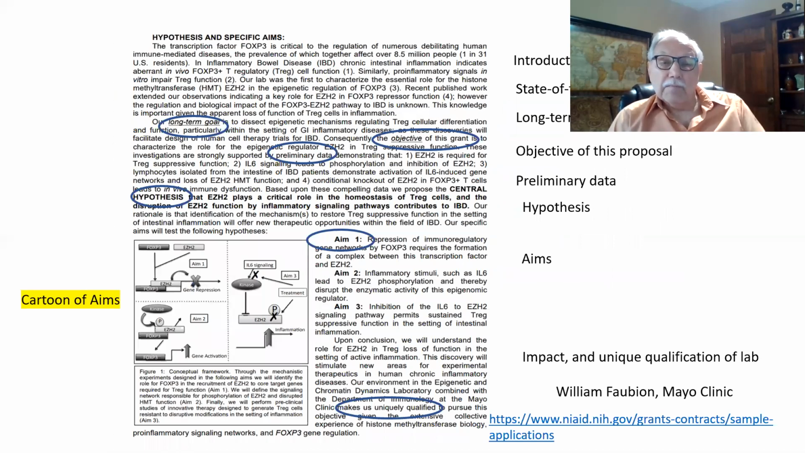So here's another one. And you can see it starts out with an important problem, state of the science, the long-term goal, objective of this particular application, preliminary data, hypothesis, aims, and impact. And what this particular specific aims page has that's so nice is a cartoon of the aims. If you can do this, this will be very helpful. So you have a cartoon of what aim 1 is, aim 2, aim 3, how they're connected to each other, and how they all link to proving something very important and helping to move the field.